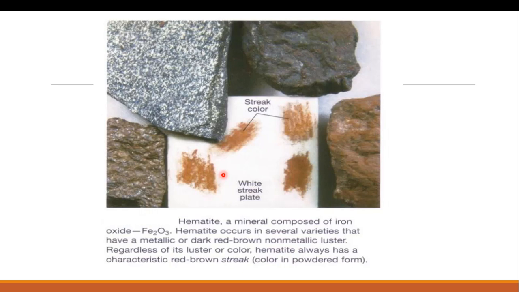We have another mineral, hematite, a mineral which is composed of iron oxide. Hematite occurs in several varieties that have metallic or dark red-brown, non-metallic luster. Regardless of its luster or color, hematite always has a characteristic red-brown streak. As you can see in this picture, this is an example of hematite, and we have the red-brown color when we have it in powder form.